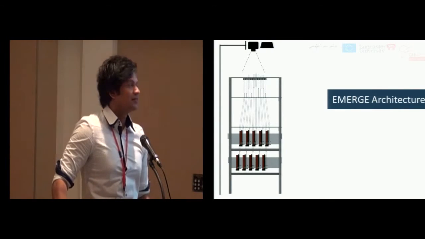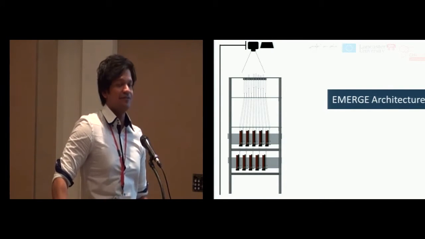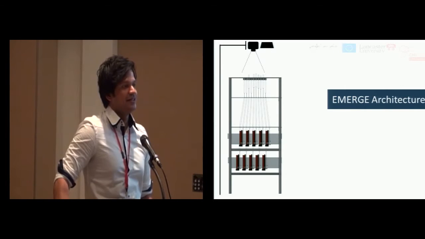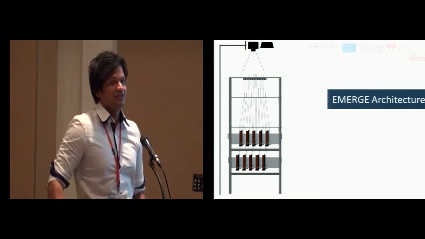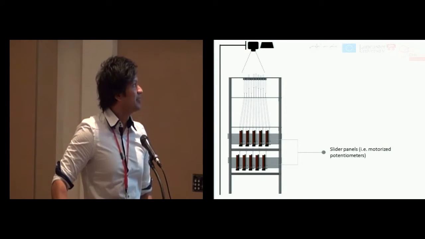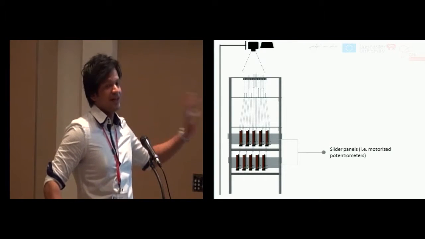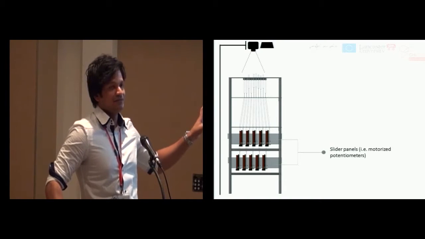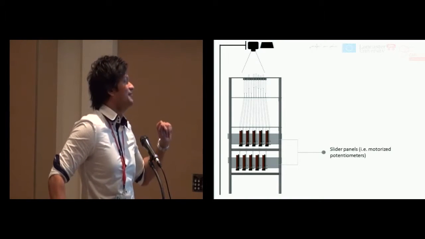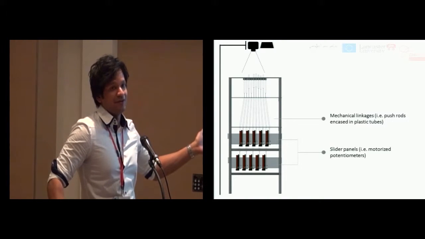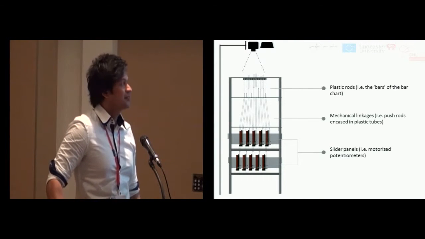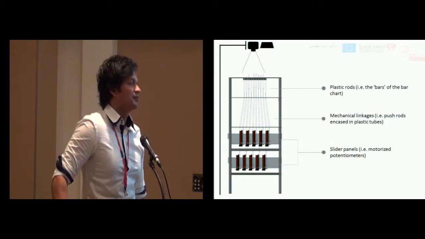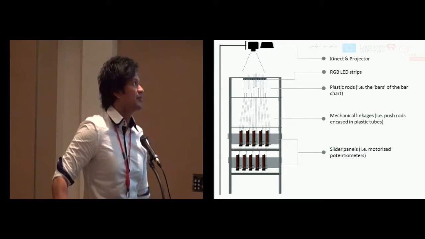But before I go much more into depth with the user evaluation and the interaction techniques that we developed, I'd just quickly like to run you through the architecture of our Emerge platform. So at the bottom, we've got some slider panels. These are motorized potentiometers, which are essentially repurposed audio DAC sliders. These are connected by mechanical linkages to some plastic rods, which are essentially the bars of the bar chart.